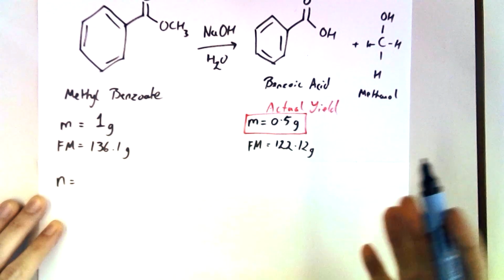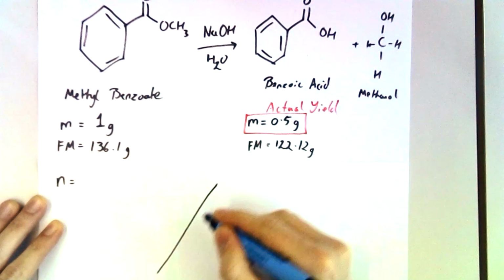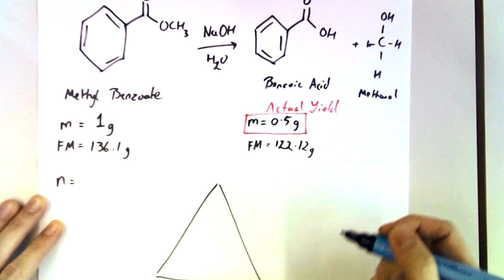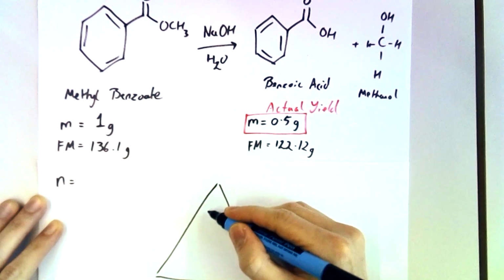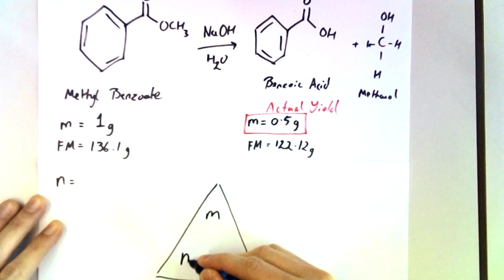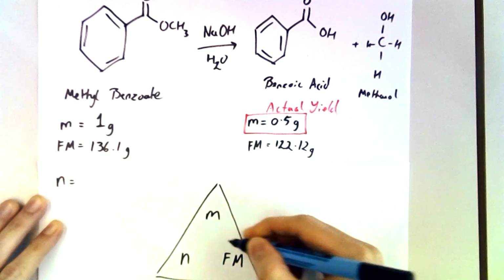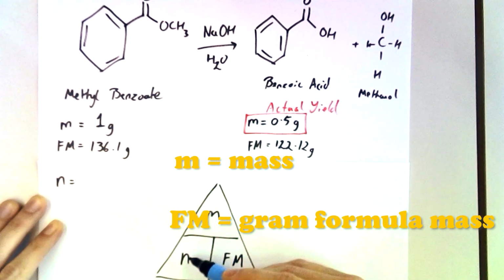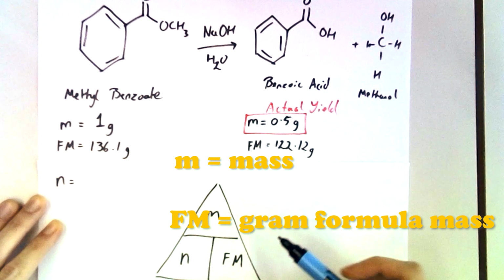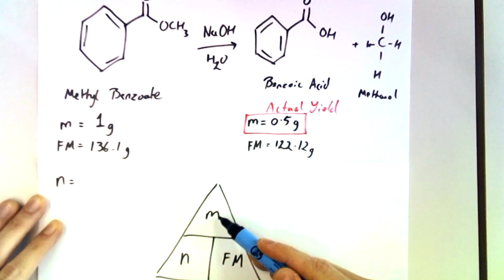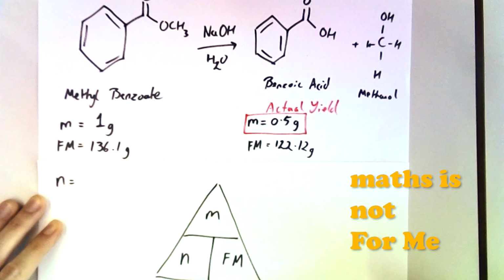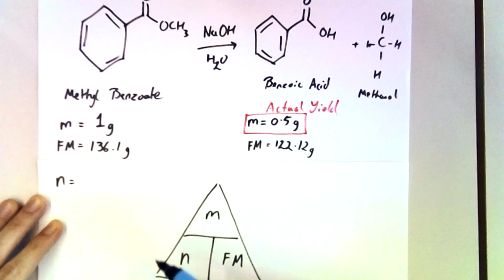Now, one of the ways that I remember this formula is I draw it in a triangle of the different properties together. My mass, my number of moles, and my formula mass. I remember this triangle in the order that they go in through the mnemonic: Maths is not for me. Maths is not for me. So this is my mnemonic to help me remember this triangle.